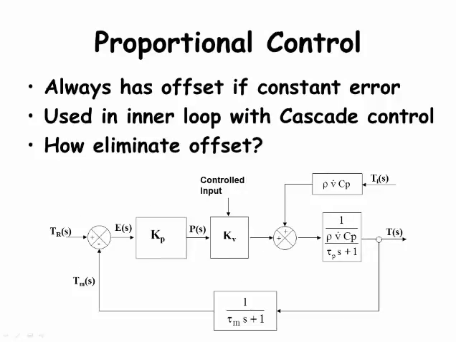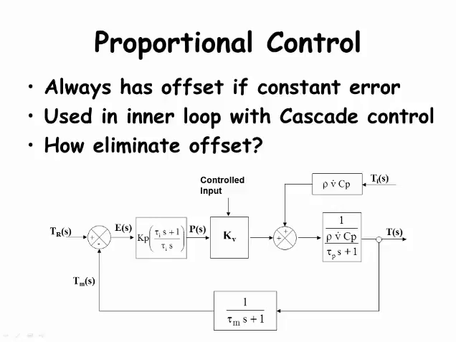We have talked about this before. When proportional control is used alone, it will produce an offset if the error is constant. Step change inputs create constant errors. Proportional control is commonly used by itself in the inner loop when adding cascade control to a feedback system. We can eliminate the offset by using proportional plus integral control.